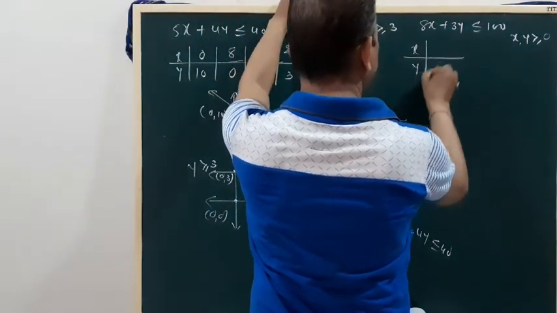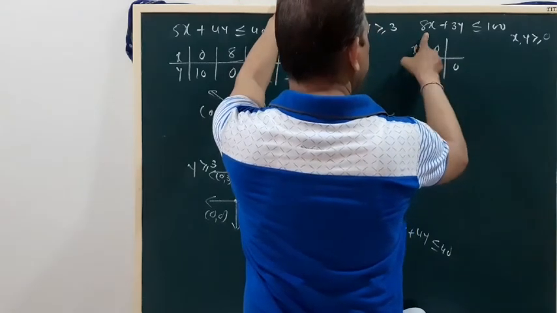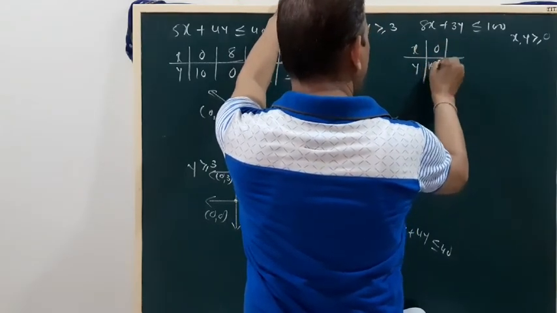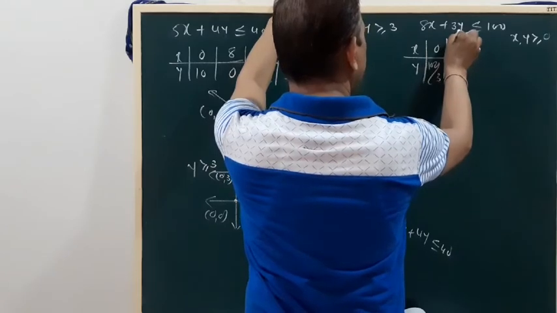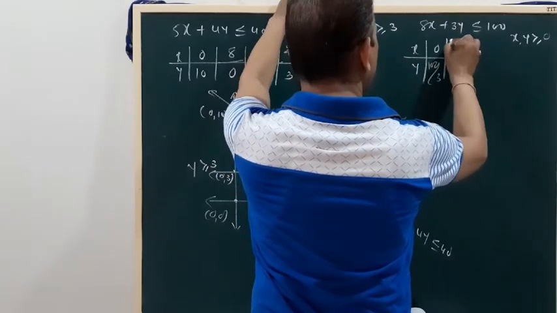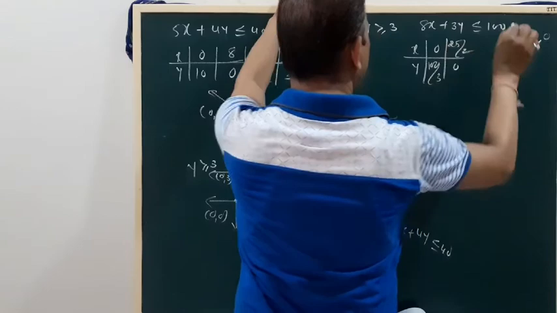Now prepare the table. Put x equal to 0, 3y equal to 100, so y equal to 100/3. And put y equal to 0, 8x equal to 100, so x equal to 25/2.